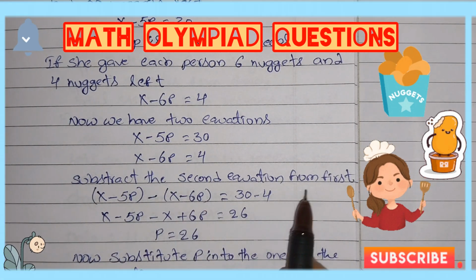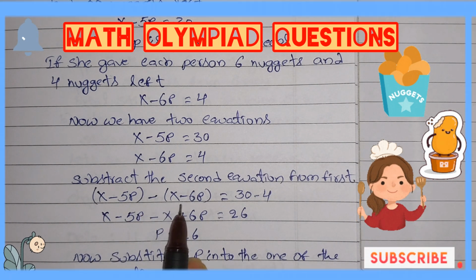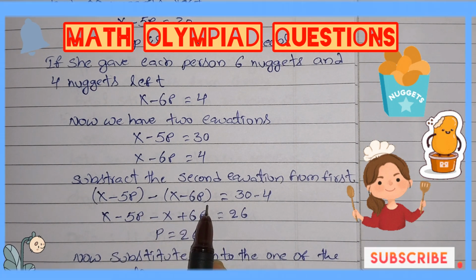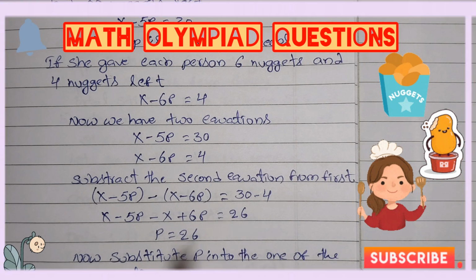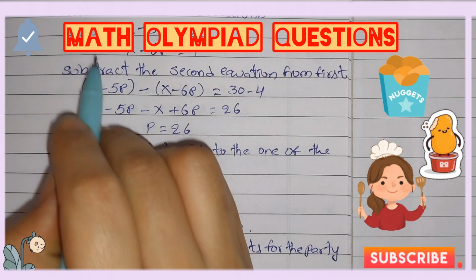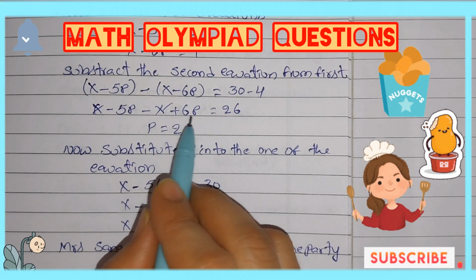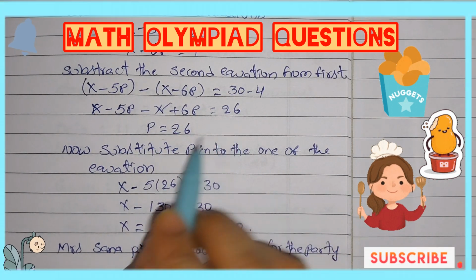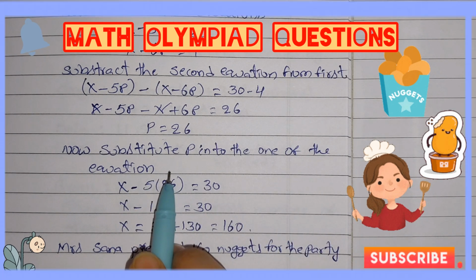Subtract the second equation from the first. X minus 5p minus (X minus 6p) equals 30 minus 4. X minus 5p minus X plus 6p equals 30 minus 4, which is 26. X will get cancelled. 6p minus 5p is p, equals 26. p equals 26.